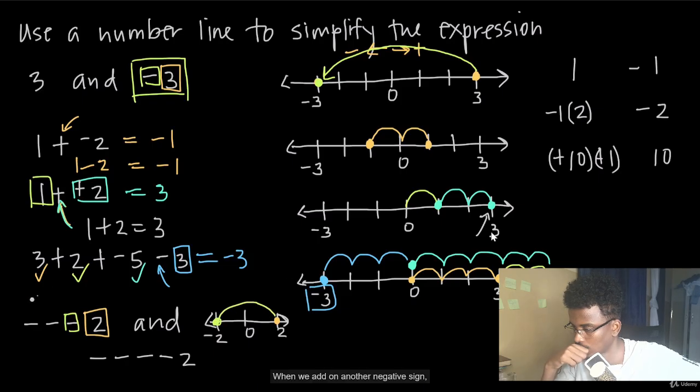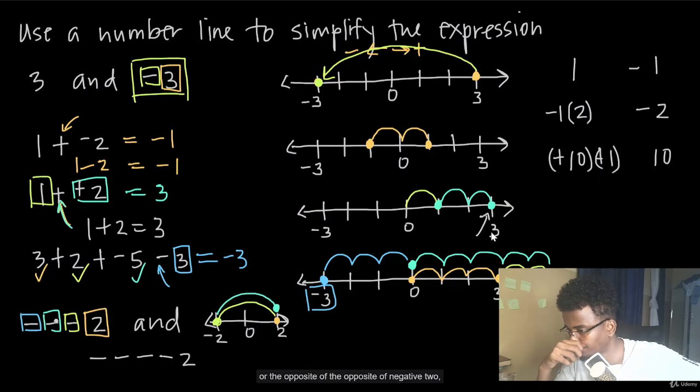When we add on another negative sign, we're taking the opposite of negative 2. So we come back this way and we end up here again at positive 2. And then we take the opposite of negative, negative 2, or the opposite of negative 2, we come back this way, and we end up again at negative 2. So this is going to be equal to negative 2.